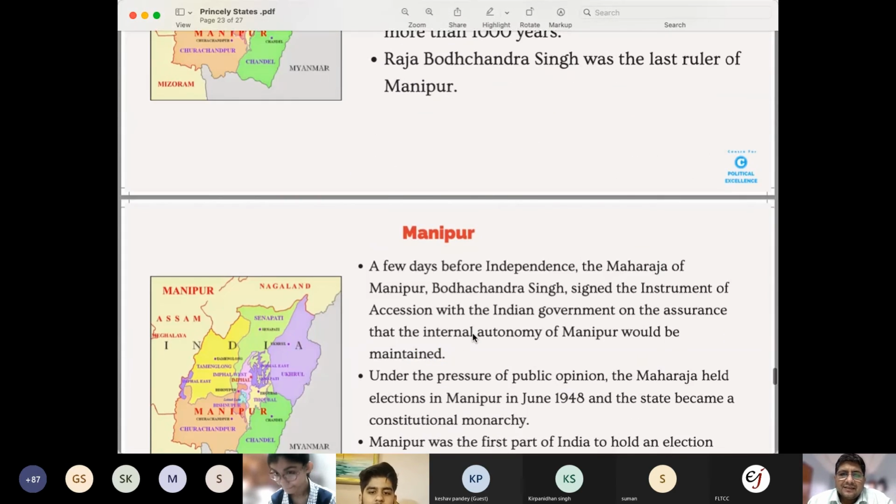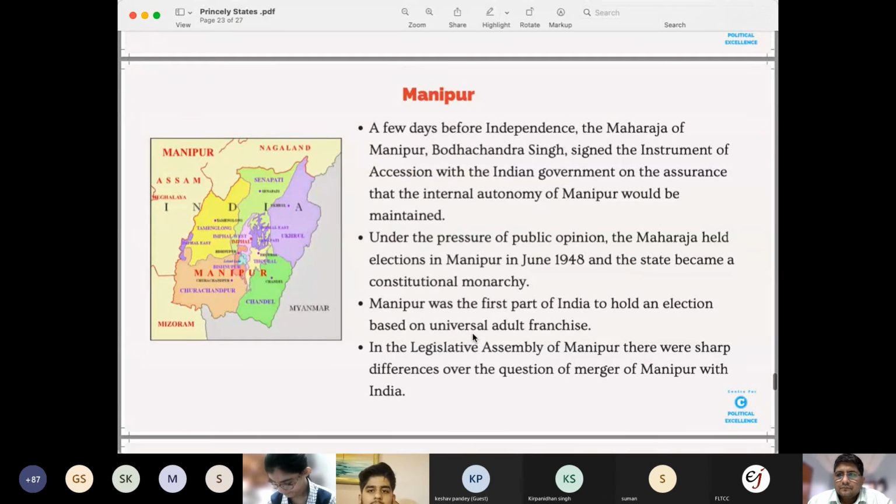And Raja Bodha Chandra was the last ruler of Manipur who signed the instrument of accession with India. Now, the information that is available to us is this, that you can see on your screen. This is also there in the NCERT textbook, that before the independence in 1947, Maharaja was forced to sign the instrument of accession with India on the assurance that Manipur would be granted some sort of autonomy.